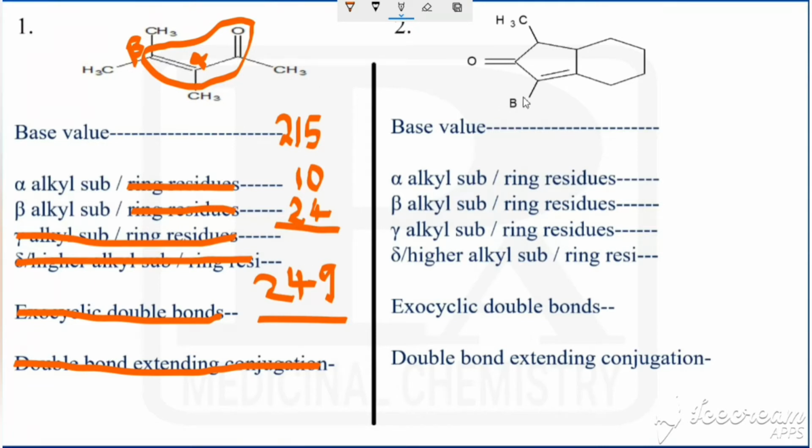Now we are going to see the second one. What would be the base value? For this we have to find the parent. This would be the parent. Here the ketone, that is the carbonyl group, is present in a 5-membered ring. That's why it is a 5-membered cyclic alpha beta unsaturated ketone. What is the base value for that? That would be 202 nanometers.